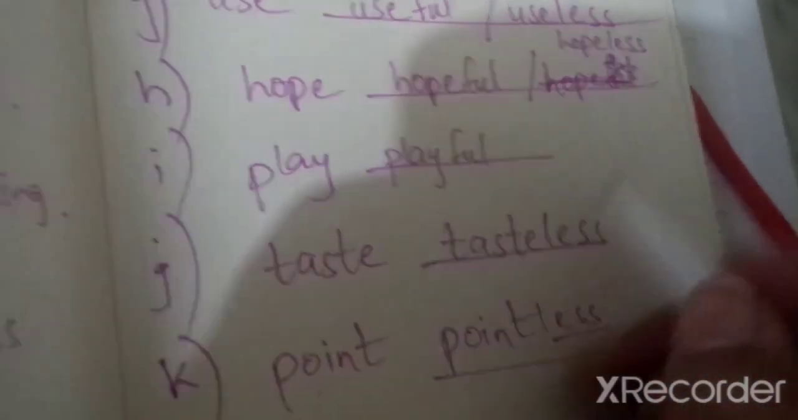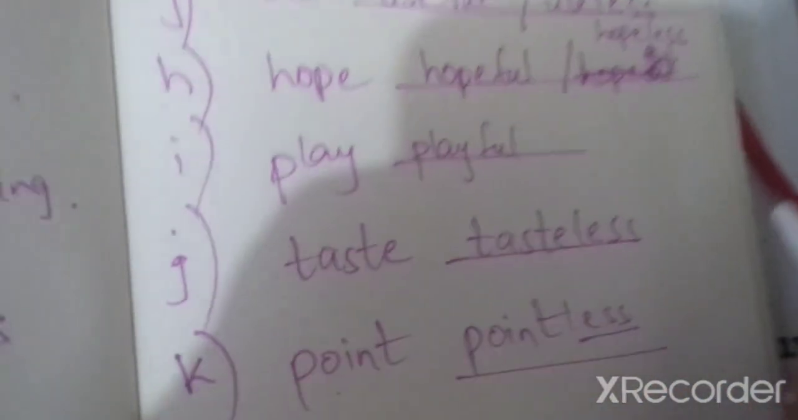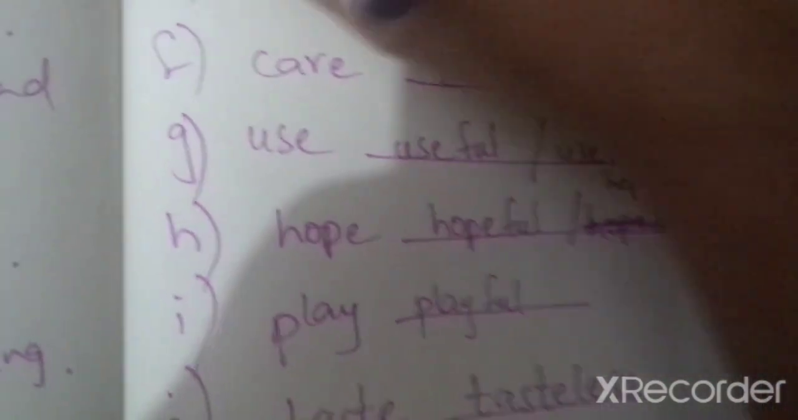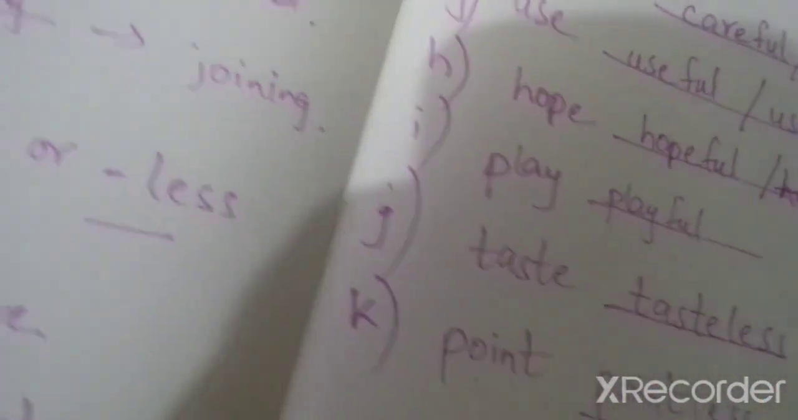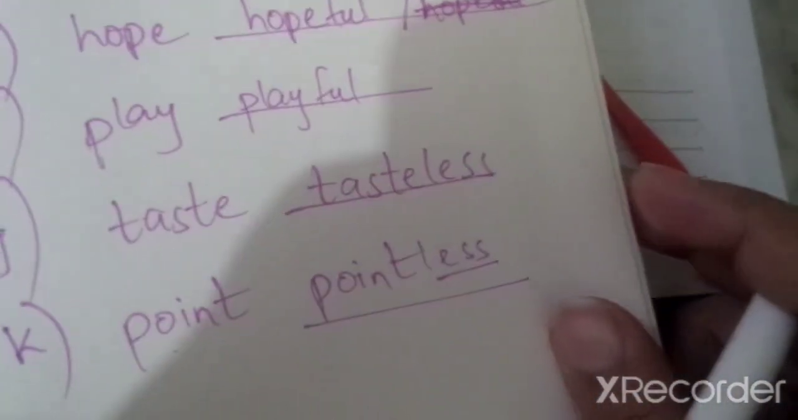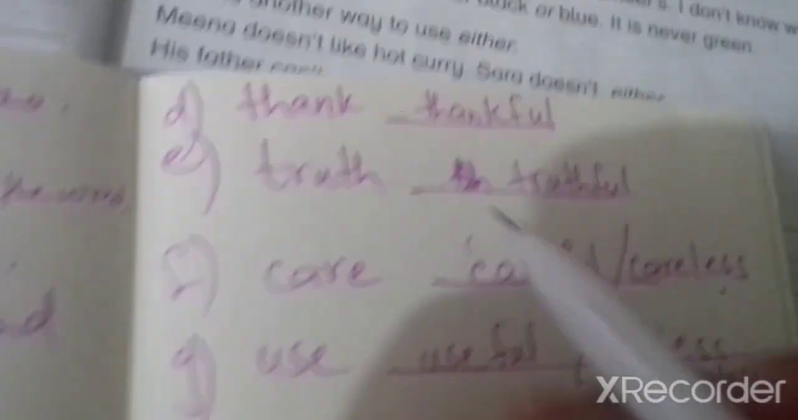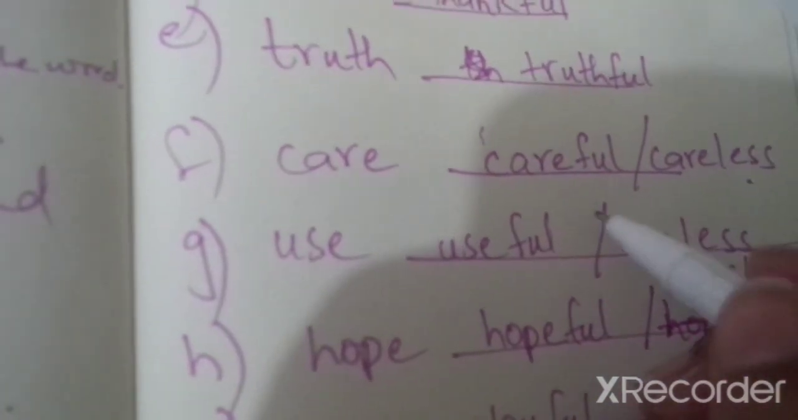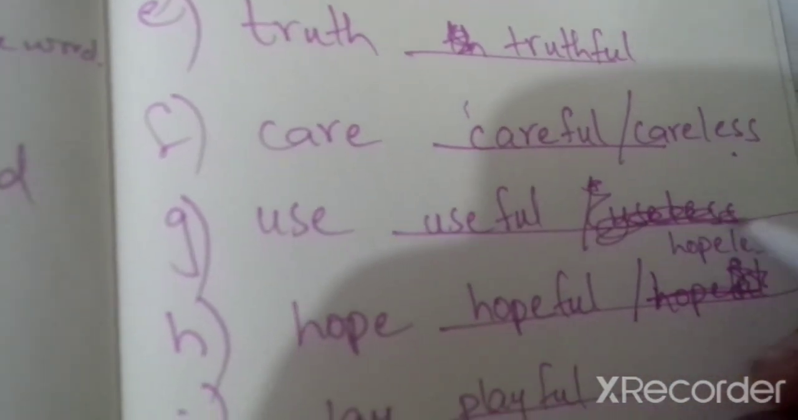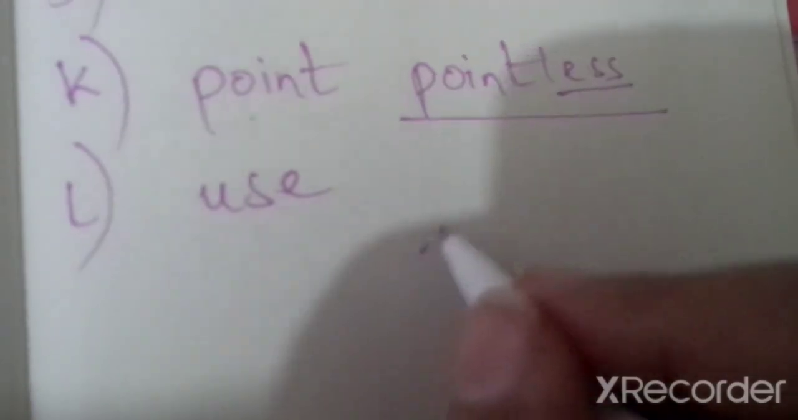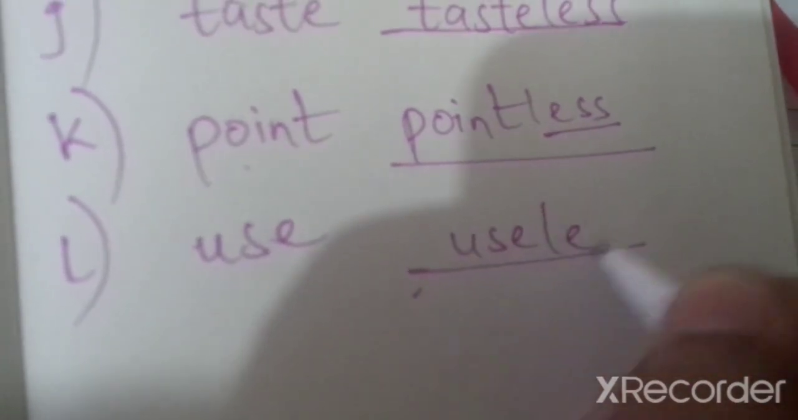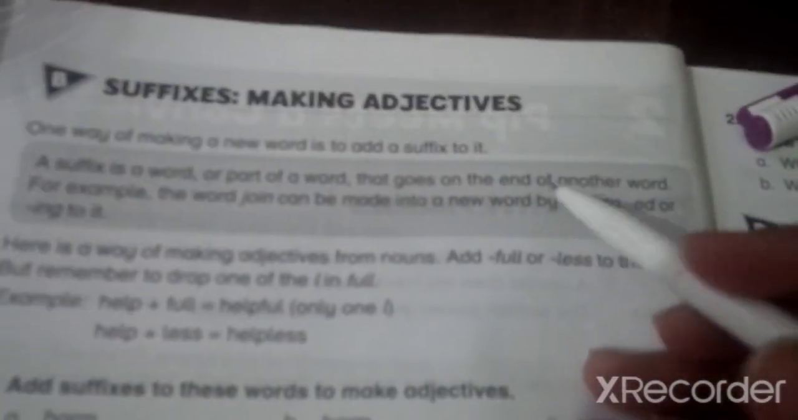Now see, less, full, these are all suffixes that we've added at the end of a noun to turn them into adjectives. Now the last word is use. Again, see, we had use over here and we had use in L part 2. So we'll write useful one time and we'll write useless one time. Okay, so this is it for suffixes.